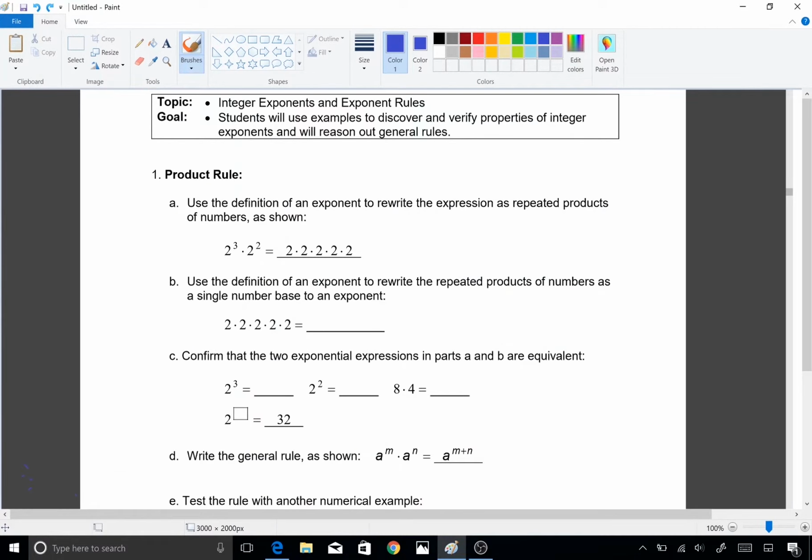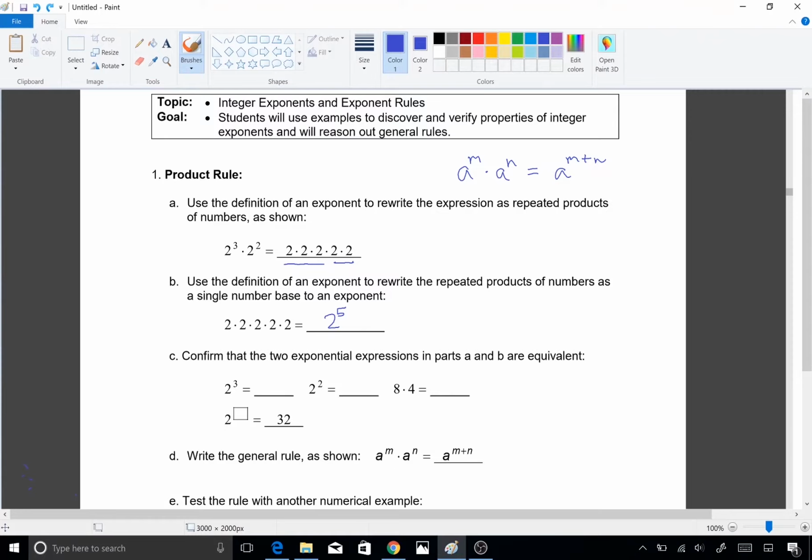I'm on page 61. First, we have the product rule, which says that a to the m times a to the n equals a to the m plus n. This example here shows you how that works. 2 to the third means 2 times 2 times 2, and 2 squared is 2 times 2. If you multiply these things together, you're multiplying 5 2's together. 2 times 2 times 2 times 2 times 2 equals 2 to the 5th.